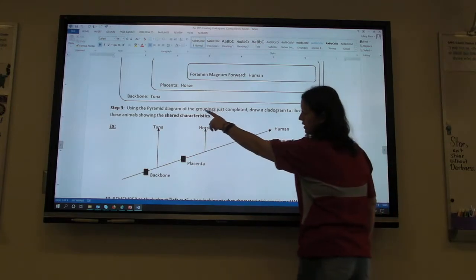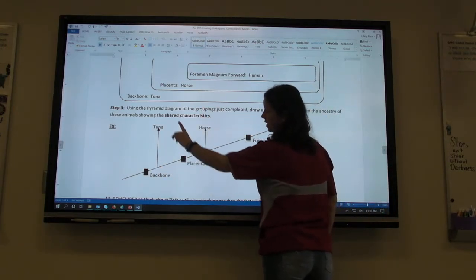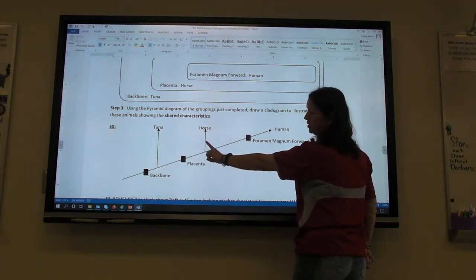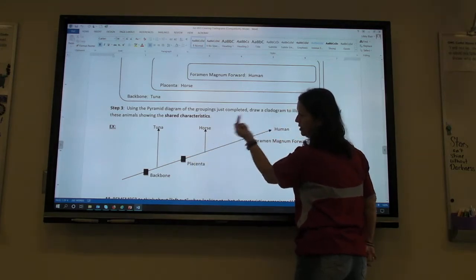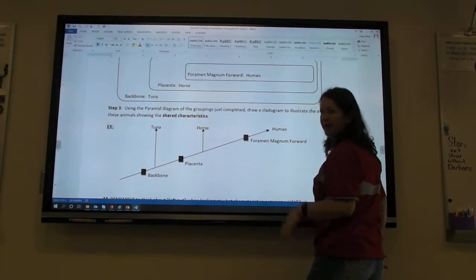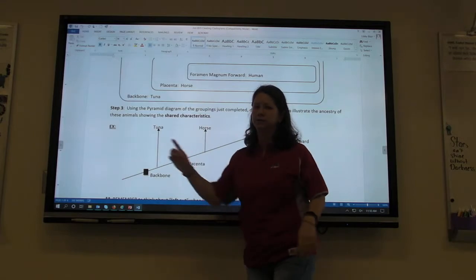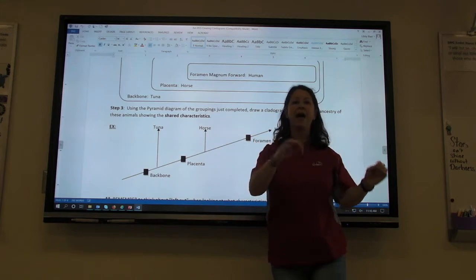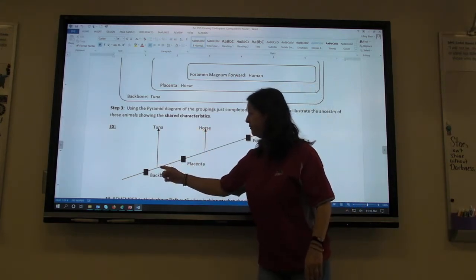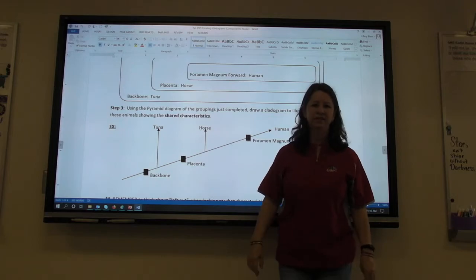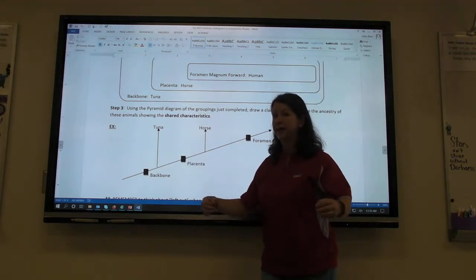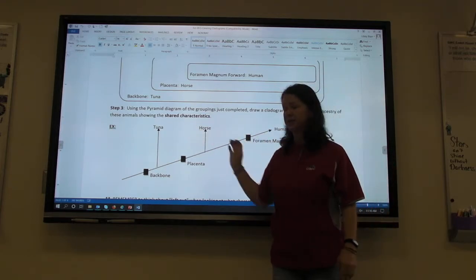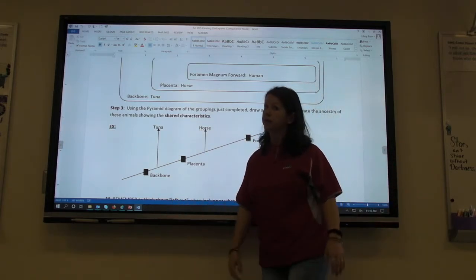Okay? If the organism is to the left of the characteristic, like right here we have tuna, and here's the placenta. The placenta is over here. The tuna is to the left. Okay? The tuna is drawn to the left. And what I want you to remember is left out. The tuna is left out of having a placenta. The tuna is left out of having the foramen magnum forward. It doesn't have those because it's to the left. It's left out of those characteristics.